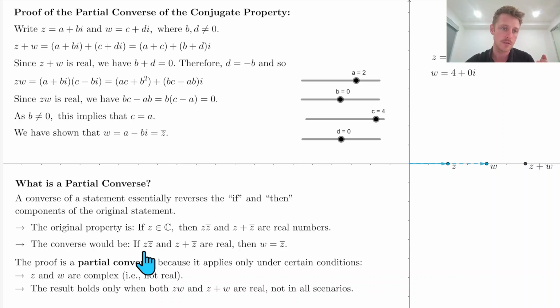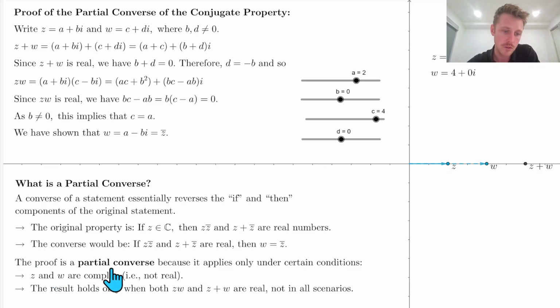If z and w are entirely real, then w is not the conjugate of z, but z plus w and zw are real. So that's why it's called the partial converse. It only holds under certain conditions. That's what I've found very hard to wrap my head around.